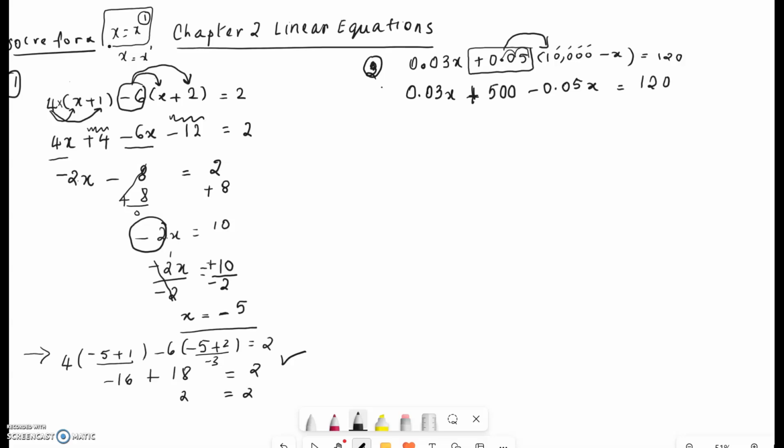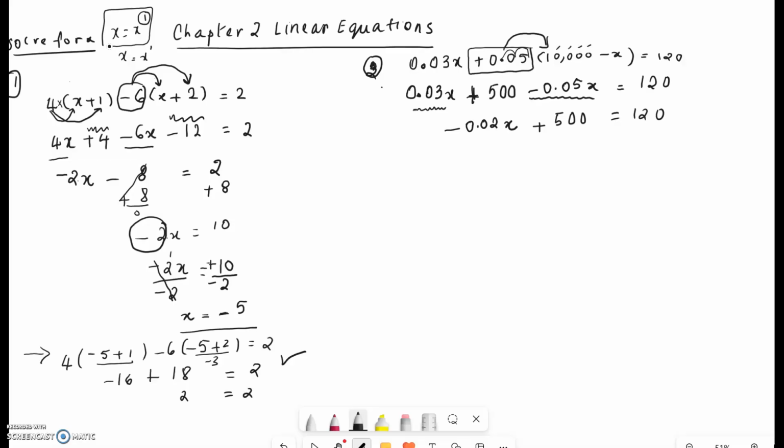We still haven't simplified the left, so let's go ahead and simplify. There's an x term here and an x term here. 0.03x minus 0.05x is negative 0.02x. 0.03 minus 0.05 is negative 0.02, plus there is a 500, and that's equal to 120. Now we've simplified the left side completely and the right side is simplified. It is 120. Now we start solving for x, now that we've simplified the expression completely.